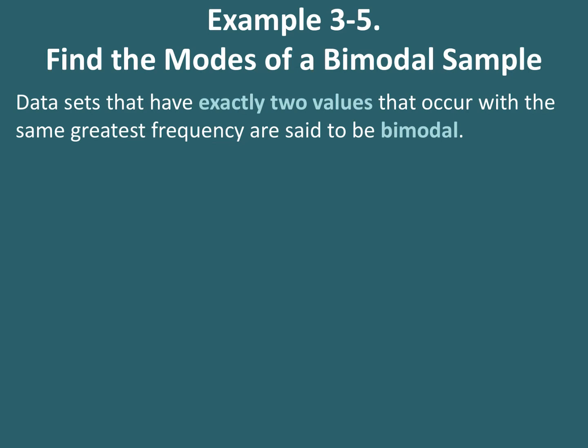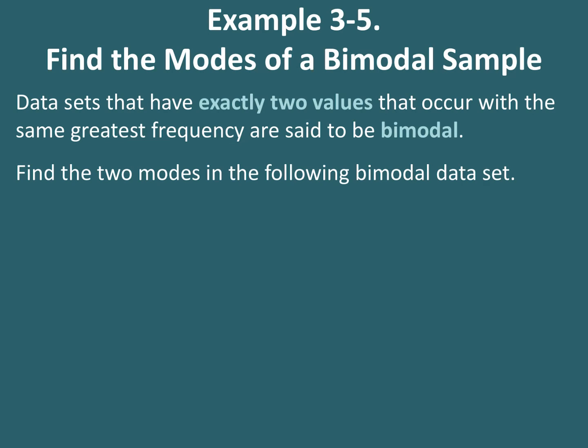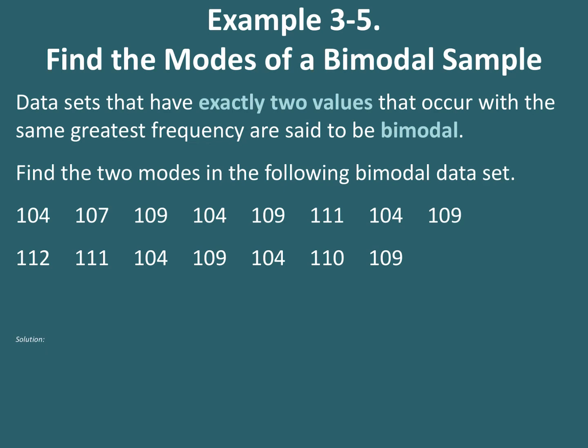Datasets that have exactly 2 values that occur with the same greatest frequency are said to be bimodal. Let's go ahead and find the 2 modes that are in the following bimodal dataset. We see here that 104 repeats 1, 2, 3, 4, 5 times. So far, this looks like it's a unimodal set because that repeats 5 times. However, you notice that 109 also repeats itself 5 times.